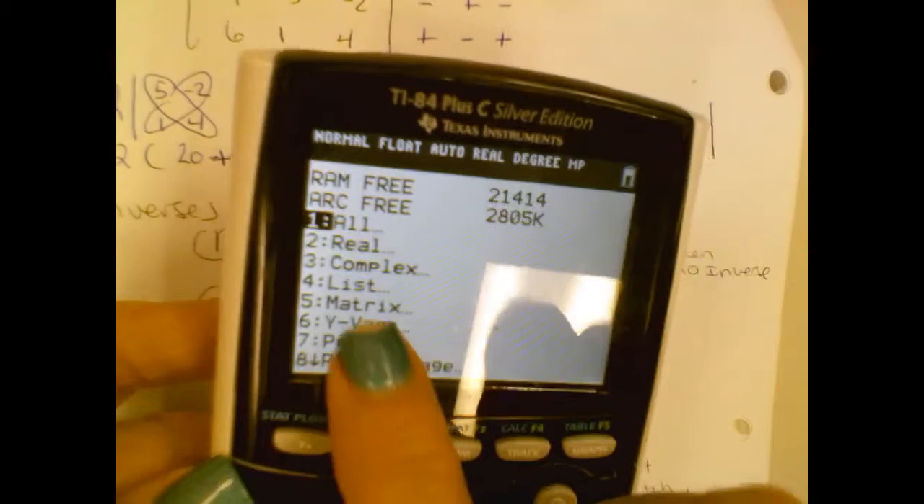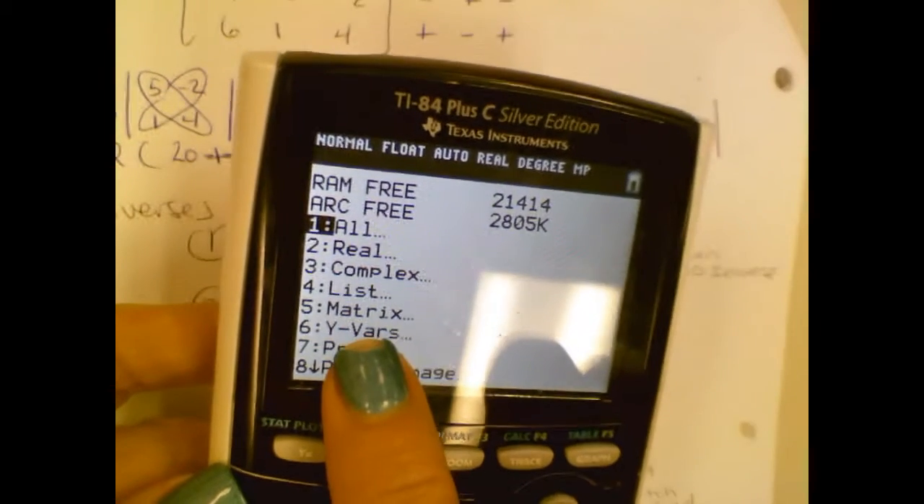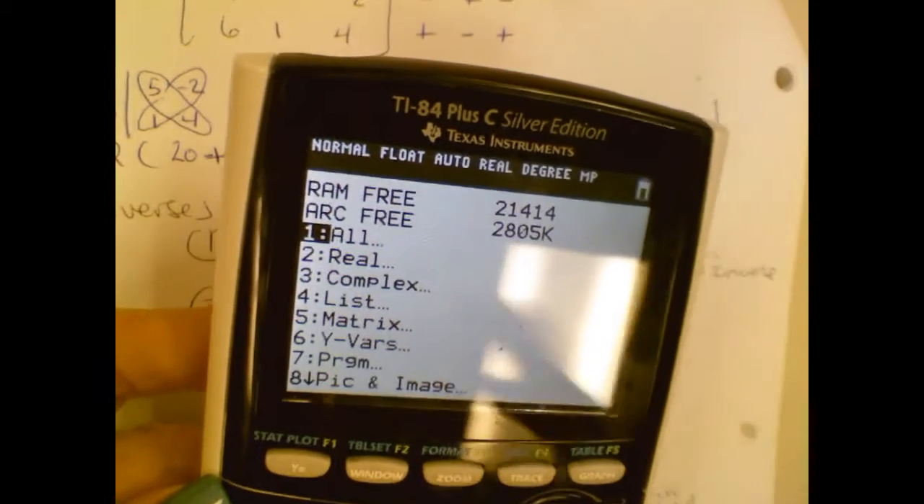And then you can go to your list right now and clear them out, your matrices, your Y's. If you have a bunch of equations in your Y's, your programs, you can clean up some of your programs right now.